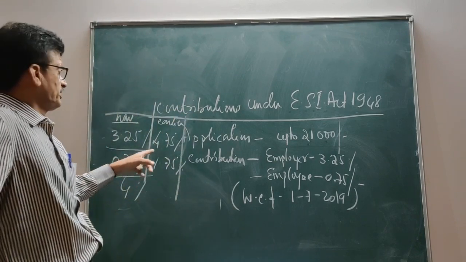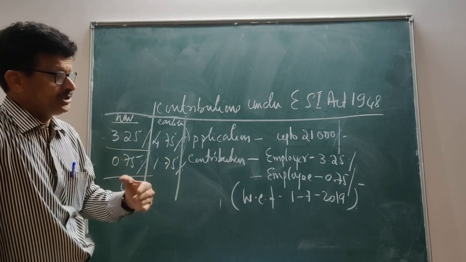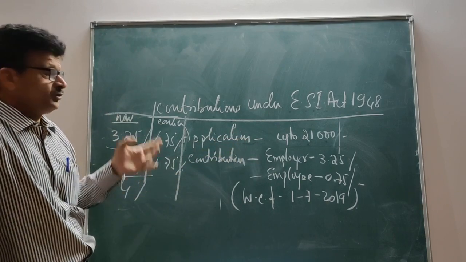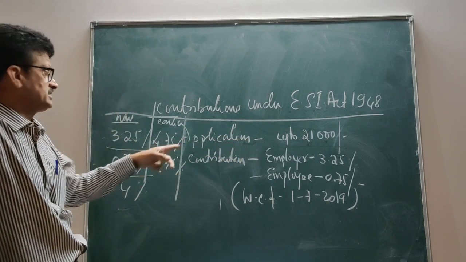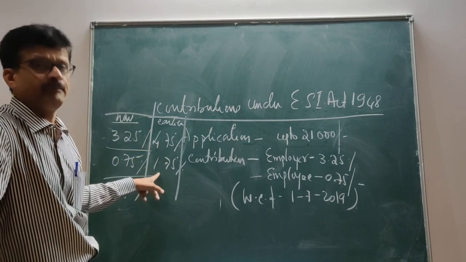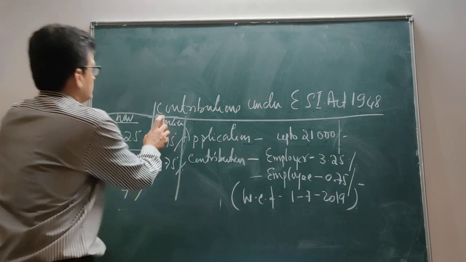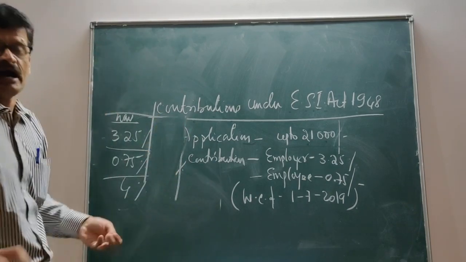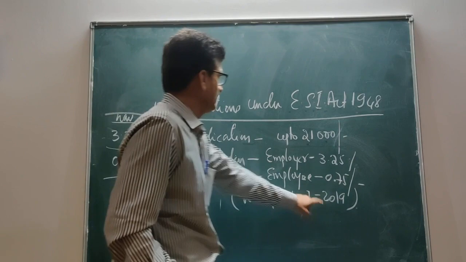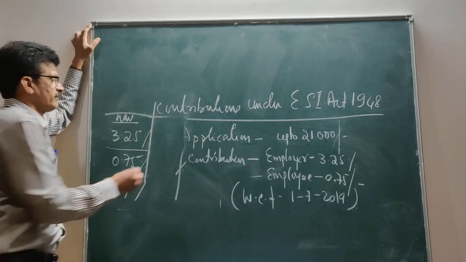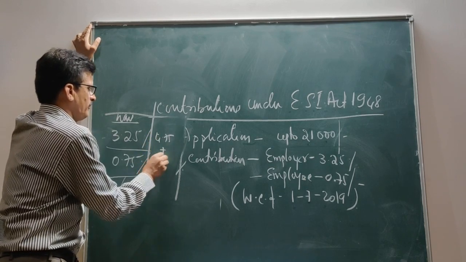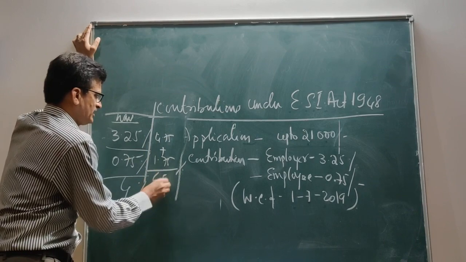Earlier, the contribution rate in respect of those employees to whom the ESI Act is applicable was, and this is very important, that the employer would contribute 4.75% of gross wages for each such employee, and 1.75% to be contributed by the employee. But now that is not there. It is modified, altered with effect from 1st July 2019. Earlier it was totally 4.75 plus 1.75, equal to 6.5%.